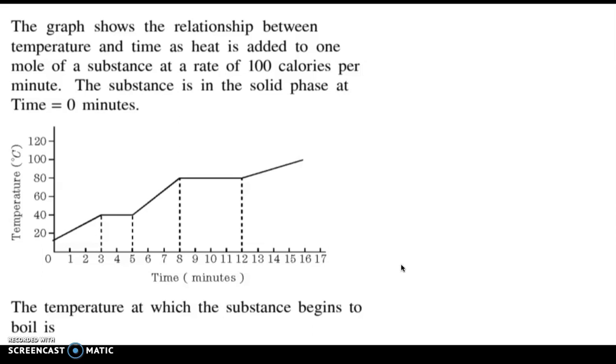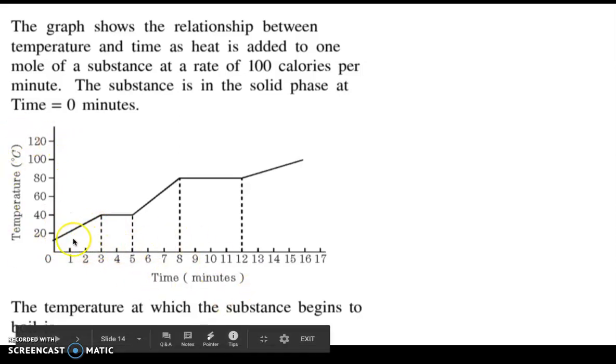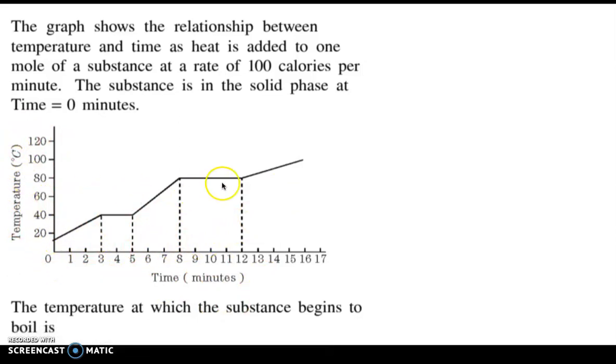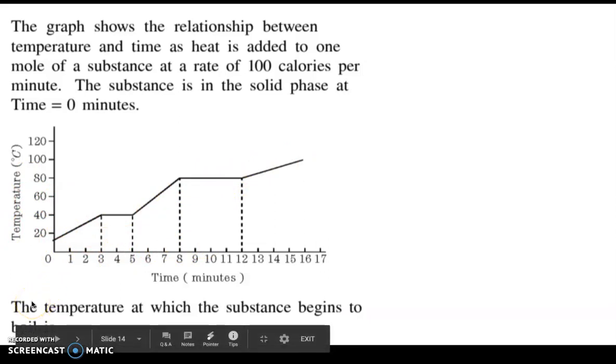The substance is in the solid phase at time equals 0. So basically, they're just explaining what this graph is about. They're saying that the substance is starting with the solid phase. We don't know what the substance is. This is our temperature, and this is time. We can see that this is a heating curve because as the time is progressing, it's getting hotter, right? The temperature is increasing. So they're asking us, what is the temperature at which the substance begins to boil?